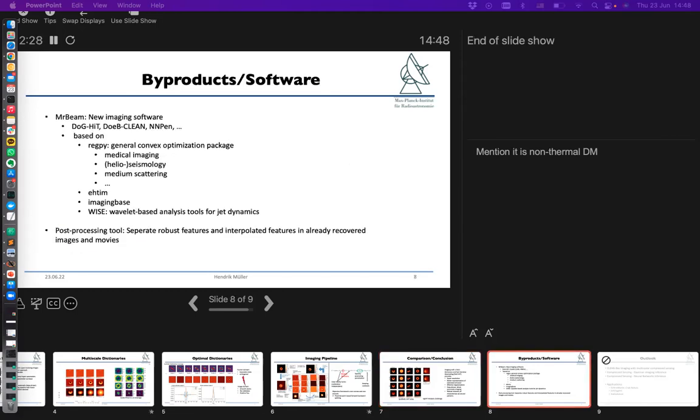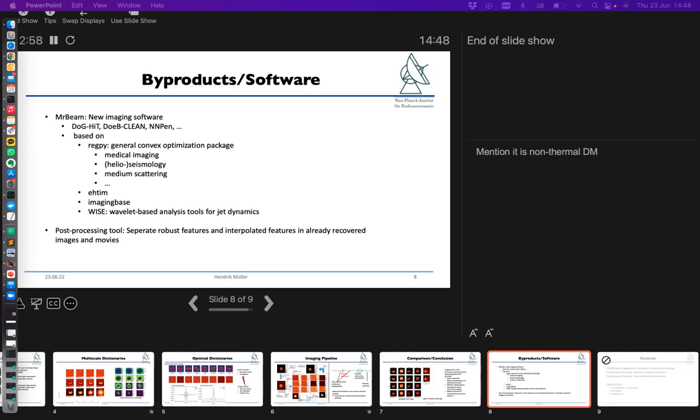Well, there's a nice byproduct, which is a software with a creative name, Mr. B, because we are talking a lot about beams. Among the different imaging algorithms, I was now talking about the fit. We also have a CLEAN variant of it, just to be a bit more kind to the still large CLEAN community. And there's also a neural network version.